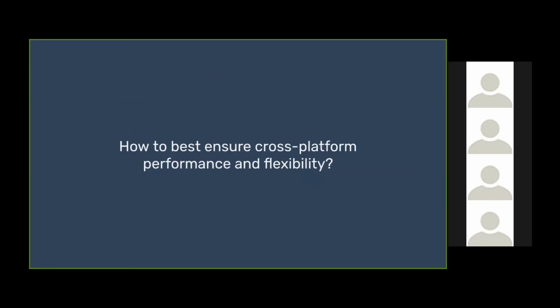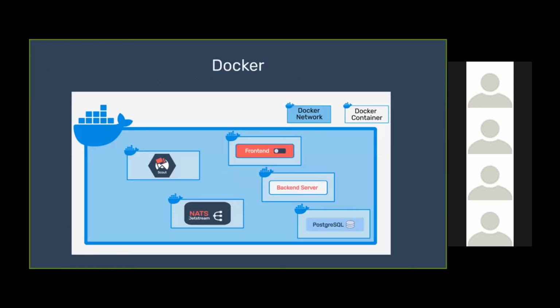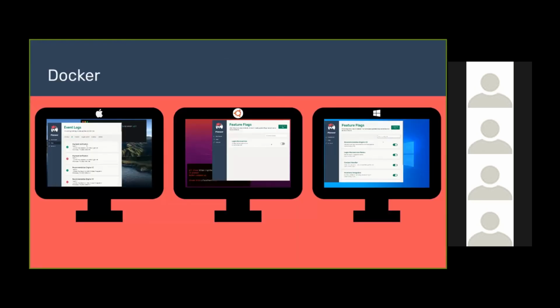Lastly, let's go over how we answered the question of how to best ensure cross-platform performance and flexibility. As we noted previously when discussing Pioneer's architecture, the main components, NATS, Scout, and Compass, are each in their own Docker container. Together, they run in a Docker network. We chose to Dockerize Pioneer because containerization falls in line with the flexibility and control provided to users by offering Pioneer as a self-hosted service.